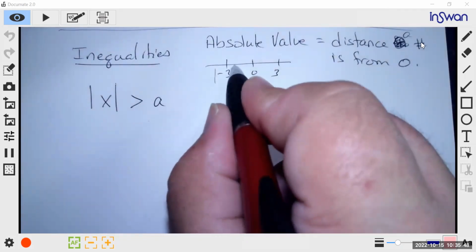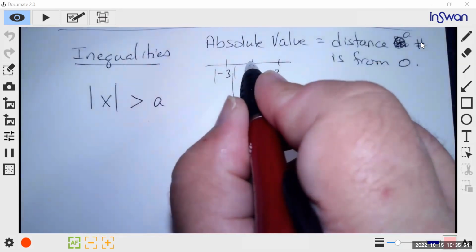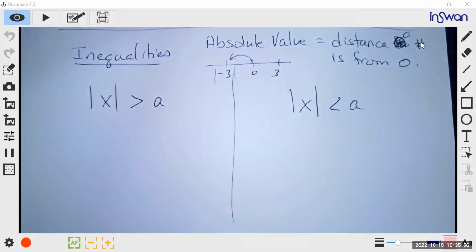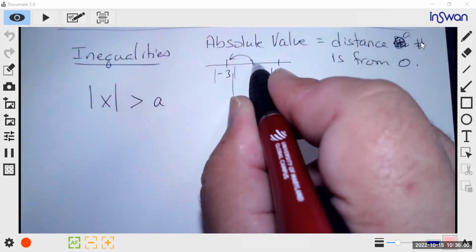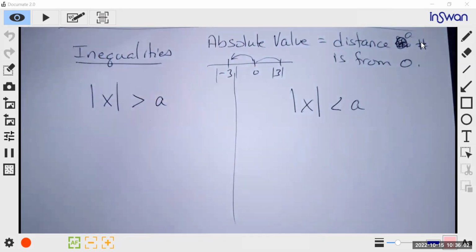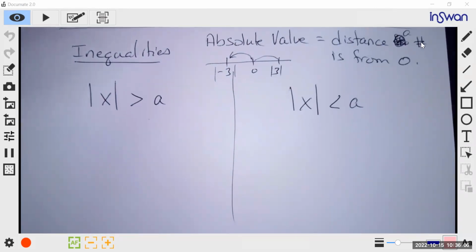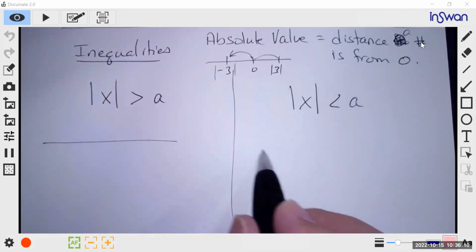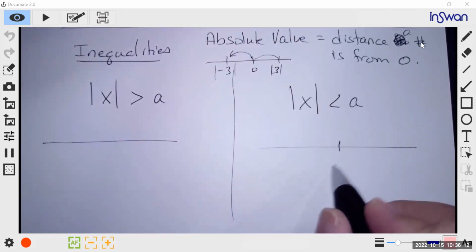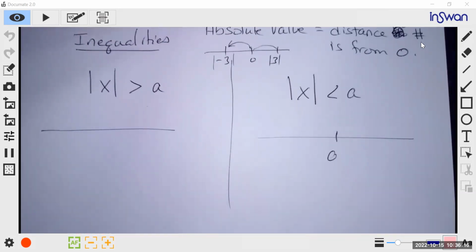So the absolute value of -3 is what? It's 3, because -3 is 3 spaces to the left of 0. The absolute value of +3 is 3. It's also 3 spaces from 0, just in a different direction. So it becomes much easier when we look at it that way. Let's look at the less than first.